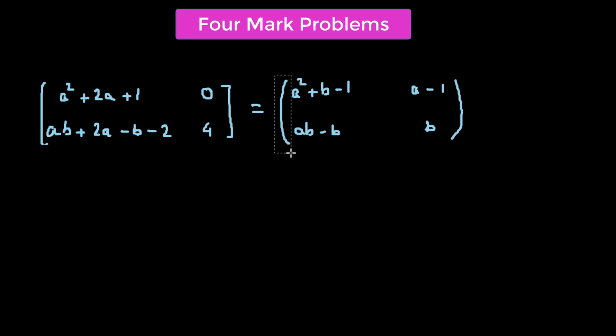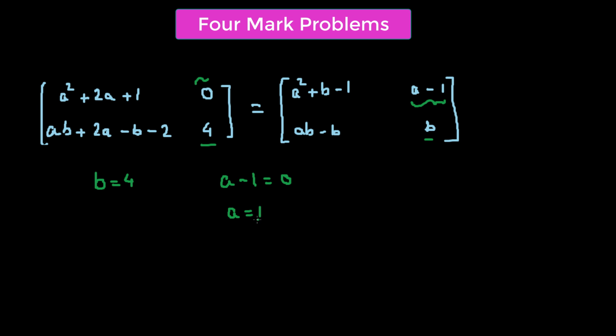So let me change the parentheses. So this is done. Now what we're going to do is equate the two matrices. So we take the entry 4 and equate it to b, so that gives us b equals 4, and we equate a minus 1 to 0, so that is a minus 1 equals 0, so that gives us a equals 1. So there we go, we have the values of a and b.